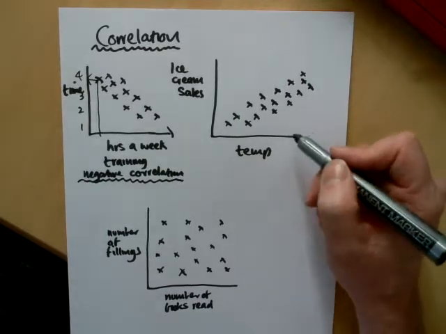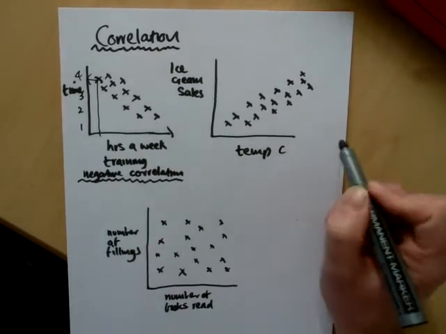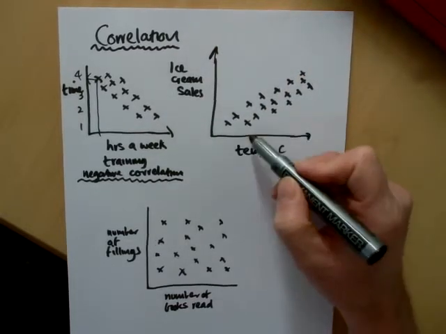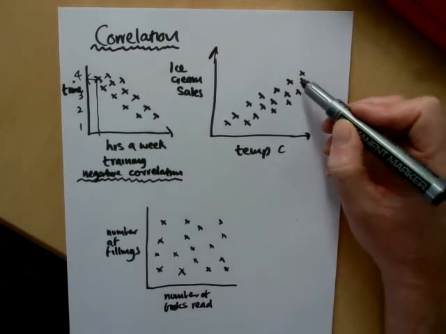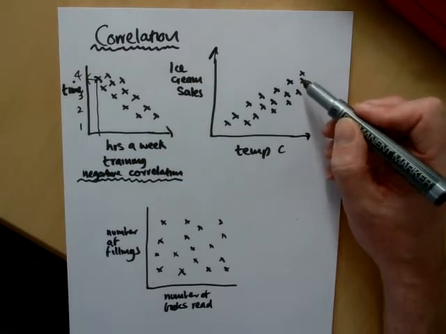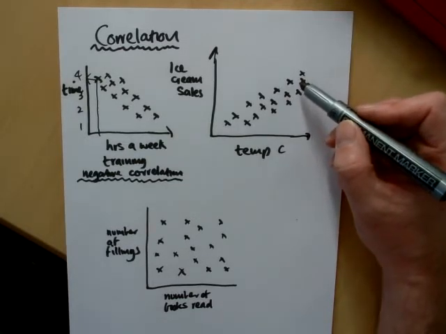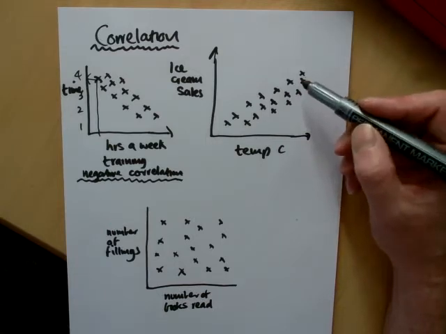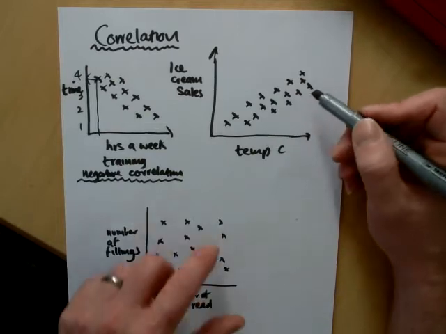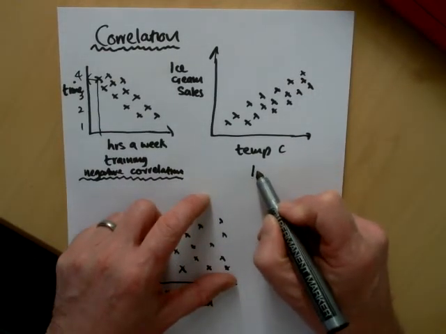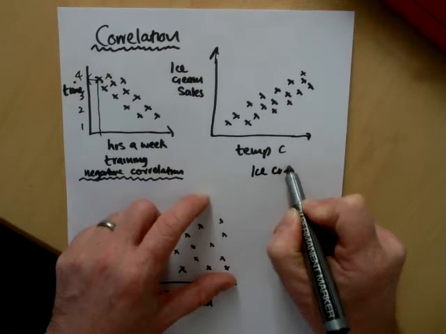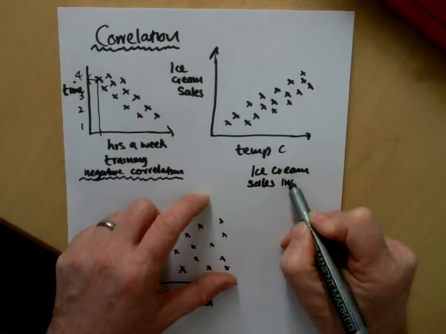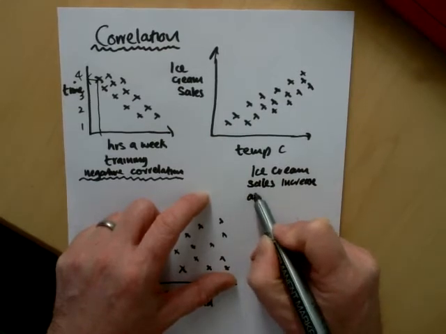Now in the second question we're looking at the temperature, say in centigrade, and ice cream sales. And what appears to happen in this case is that the higher the temperature, the more ice creams are being bought. Now if it doesn't ask for correlation, and the question says, what can you tell us about what happens to ice cream sales when the temperature rises, you can say that ice cream sales increase as temperature increases. This is called interpreting the graph. Ice cream sales increase as temperature increases.